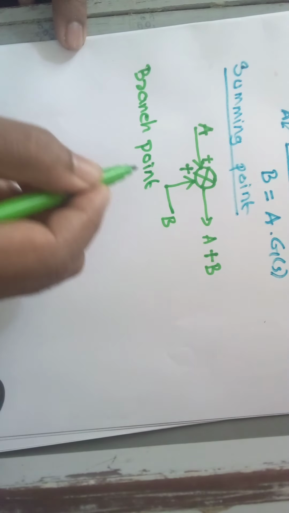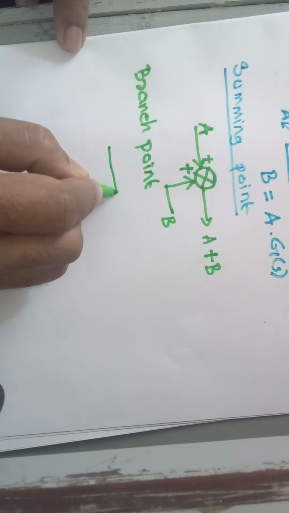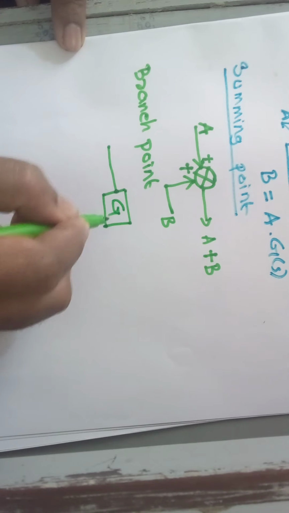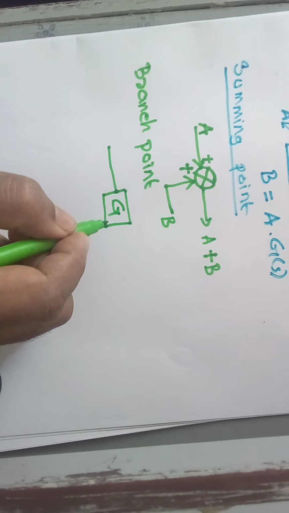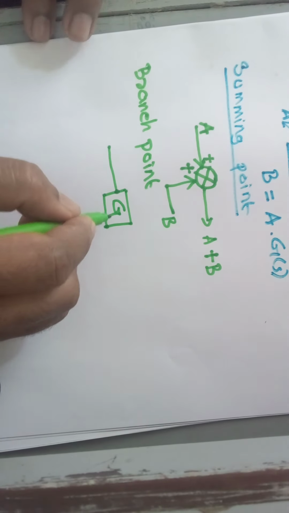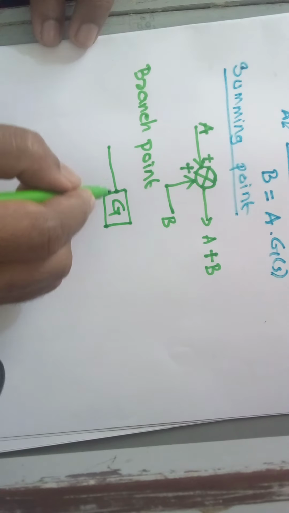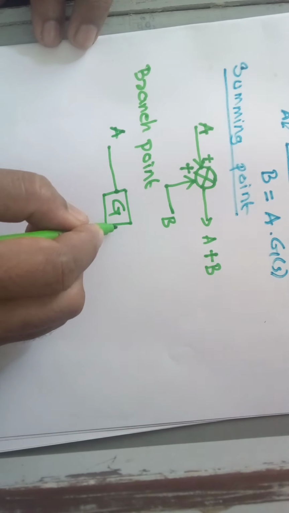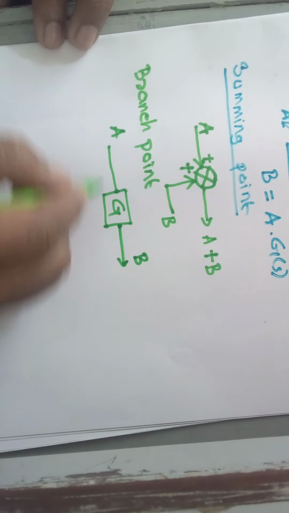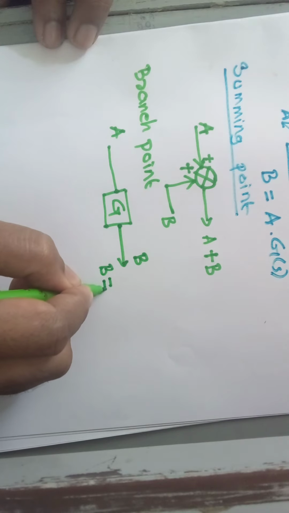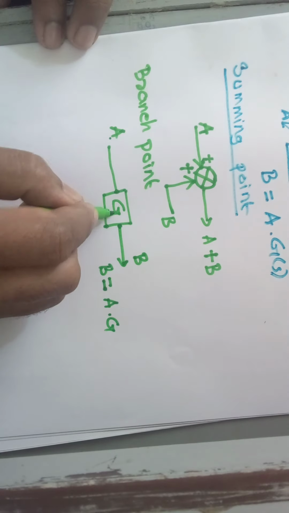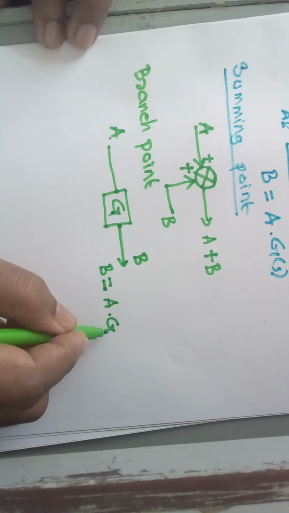Next one is the branch point. So what is a branch point? See here in this block diagram representation, the block G represents the transfer function or the gain of the block, right? Generally we will be calling it the gain. So this is a gain block, and the input to the system is A, and the output from the system is represented as B, and therefore B is equal to A into G, the input into the gain block, right?